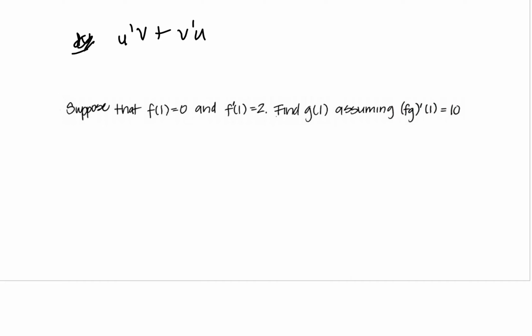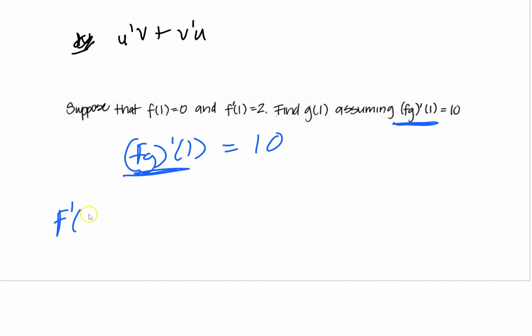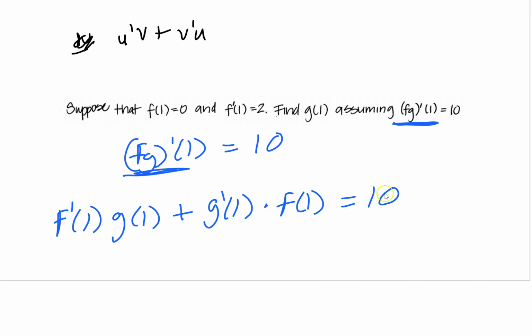So let's do that. Let's find out what is (f times g) prime of 1? Well, I know it equals 10, but let's expand this out. So it's derivative of the first one, f prime of 1, times the second left alone, g of 1, plus derivative of the second one, g prime of 1, times the first one left alone, f of 1. That should equal 10. Now let's look at what we have here. Let's roll out the product rule.